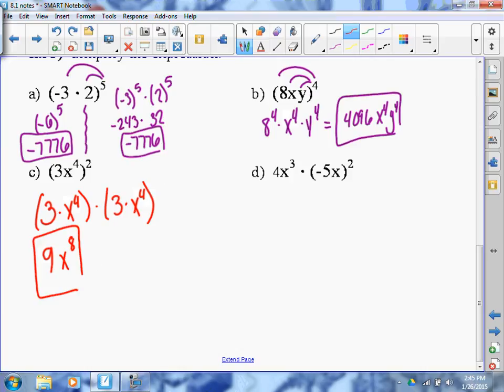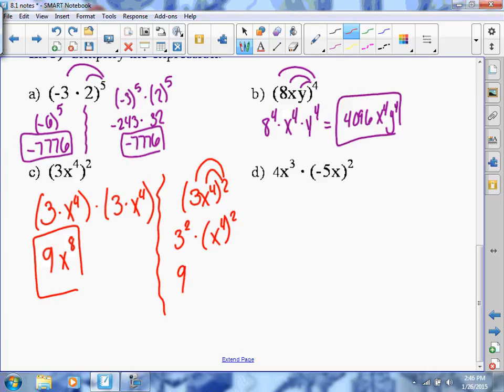Now that's one way to think through that problem. The other way is to distribute. So you would distribute the 2. Let me rewrite the problem. You would distribute the 2 to the 3 and to the x to the 4th. So you'll have 3 squared and x to the 4th squared. And 3 squared is 9. And when you have a power to a power, you multiply. So 4 times 2 is 8. So you get the exact same answer no matter which way you choose to work through the problem.